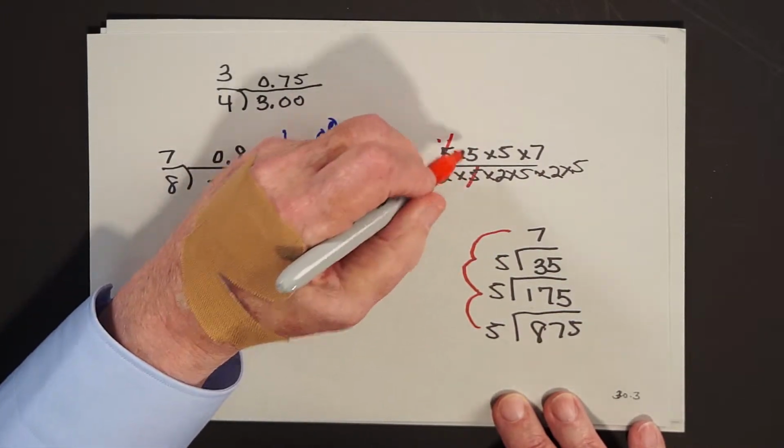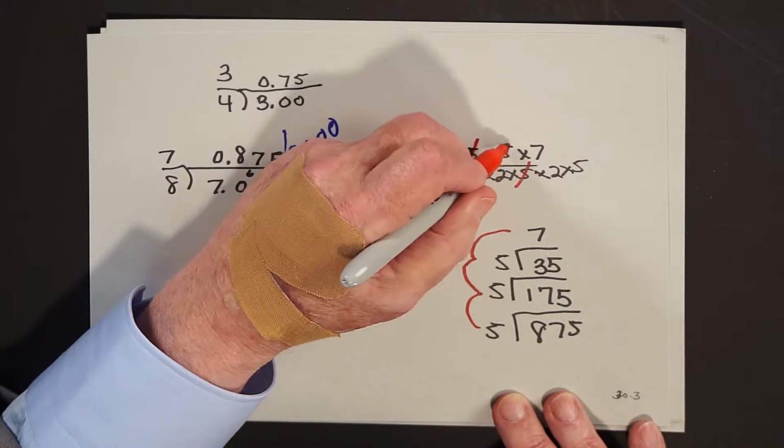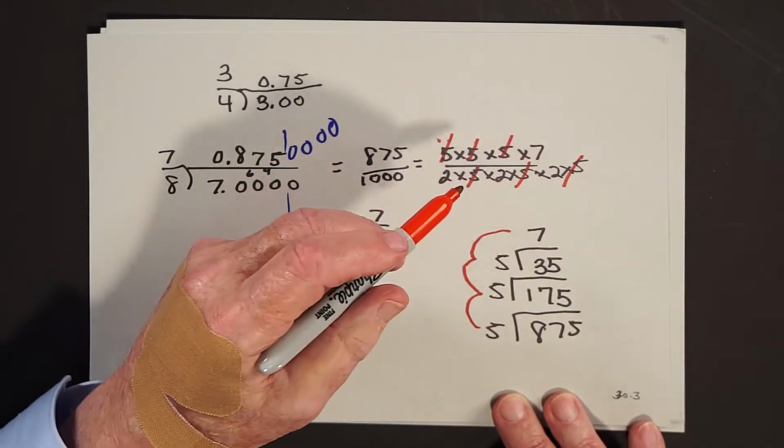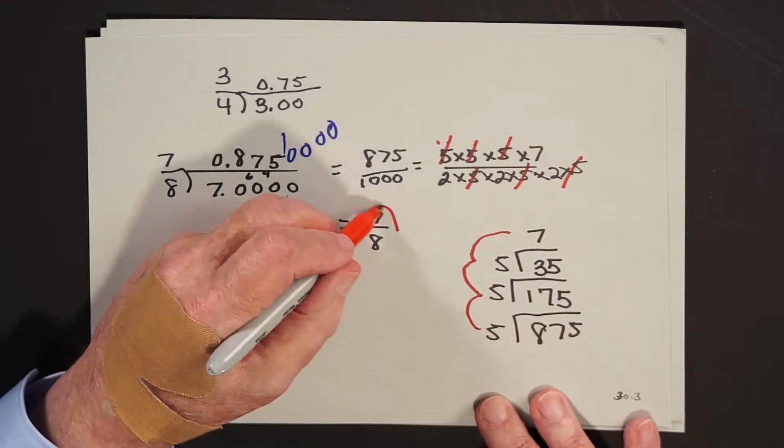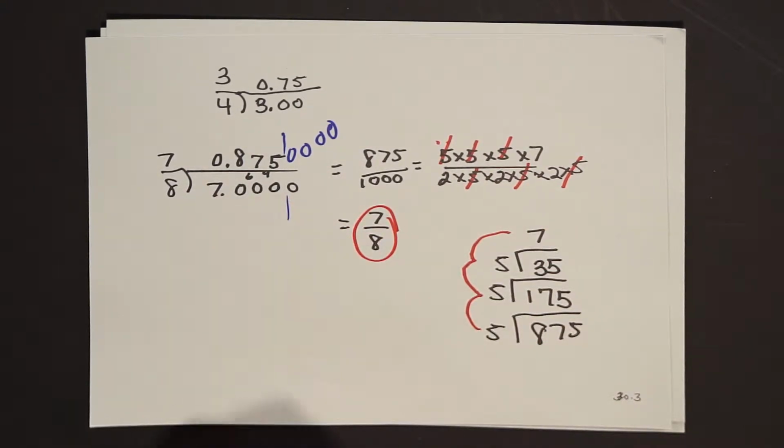And now notice what happens. We can cancel common factors. On top is left a 7. On the bottom is left 2 times 2 times 2, which is 8. And that checks out with being the right answer.